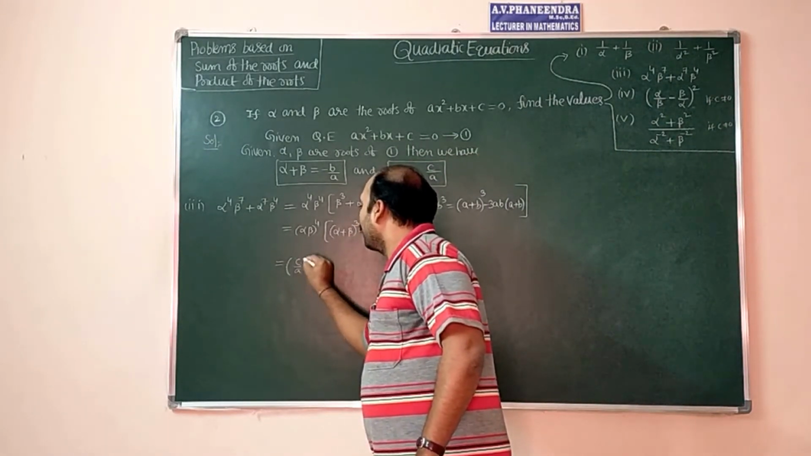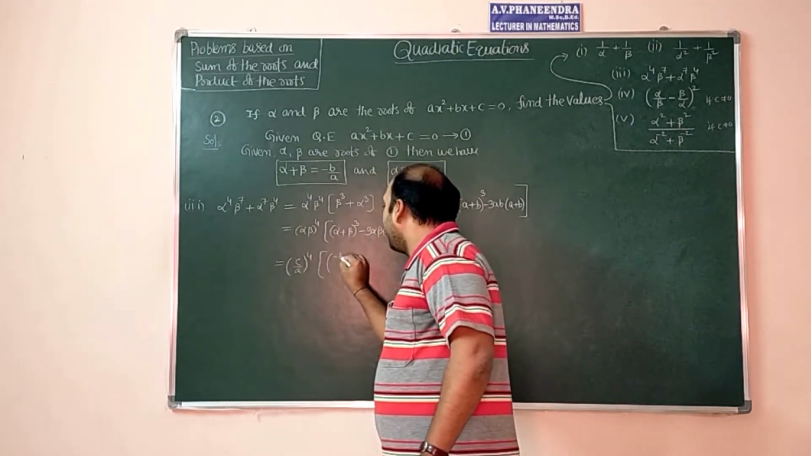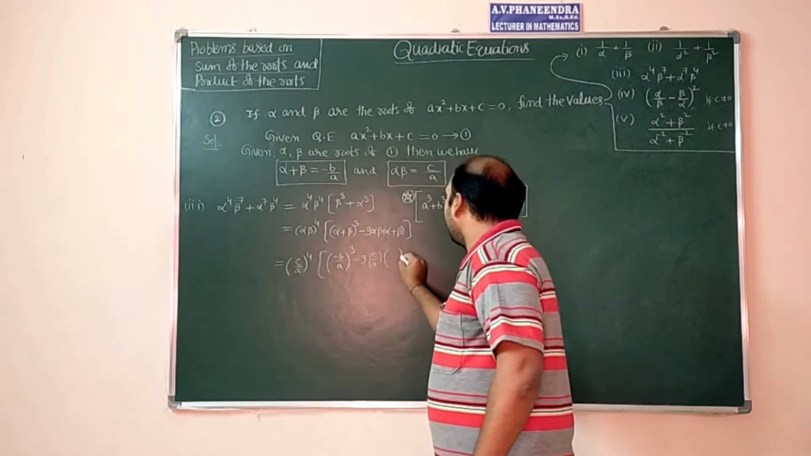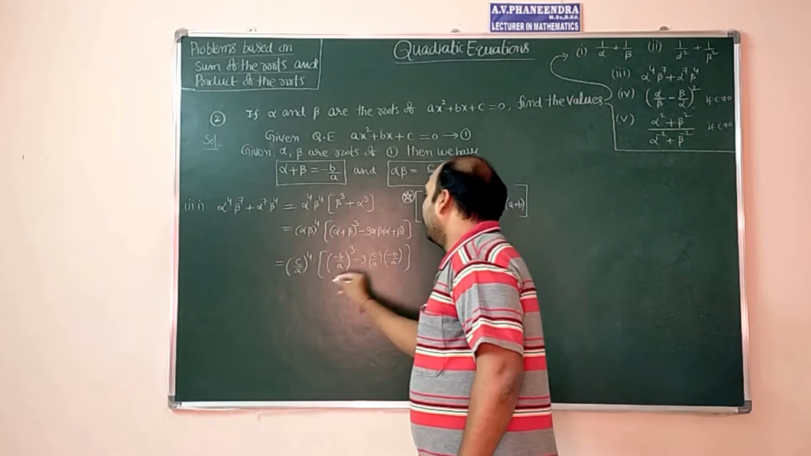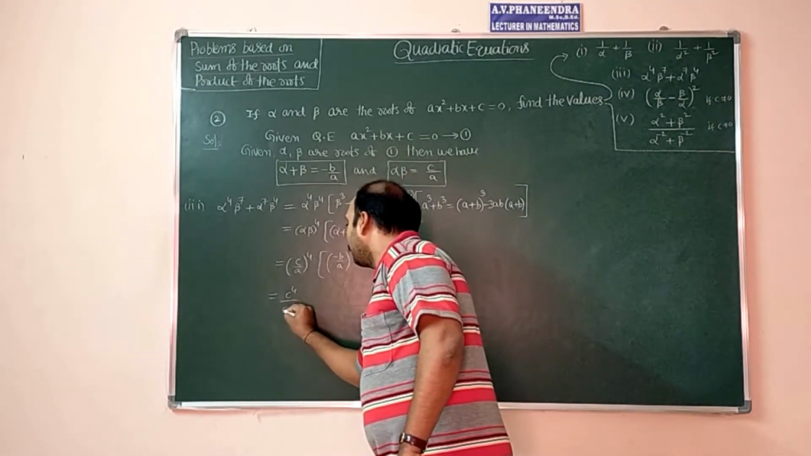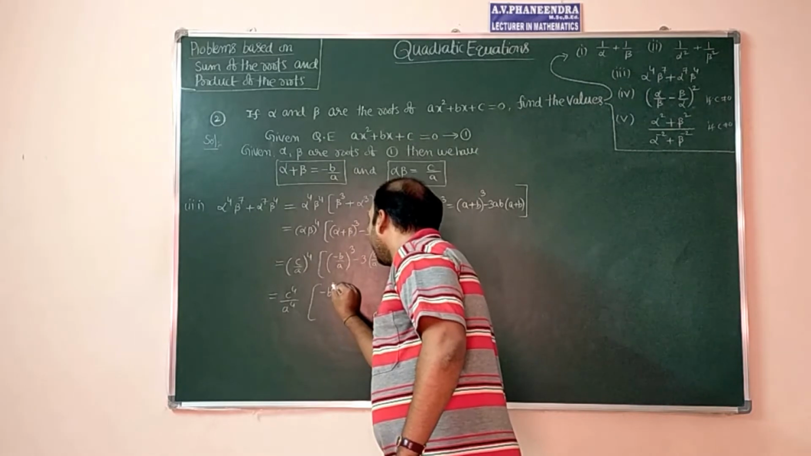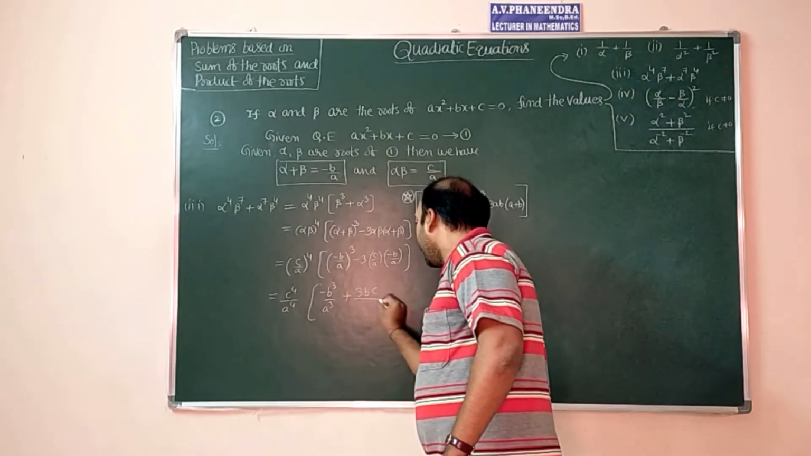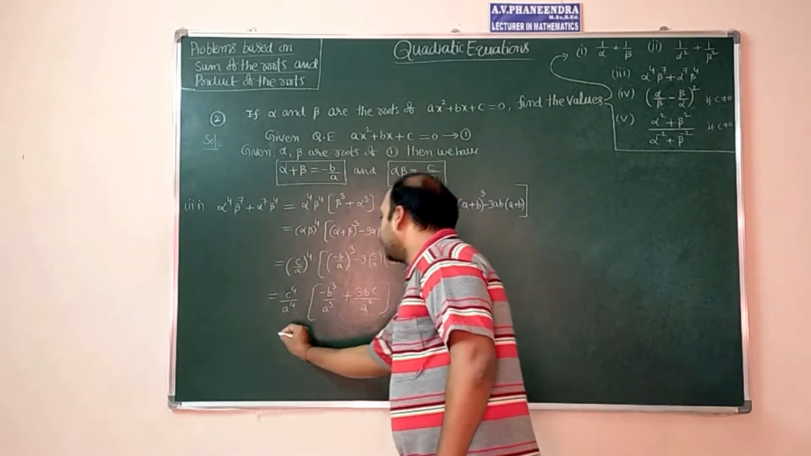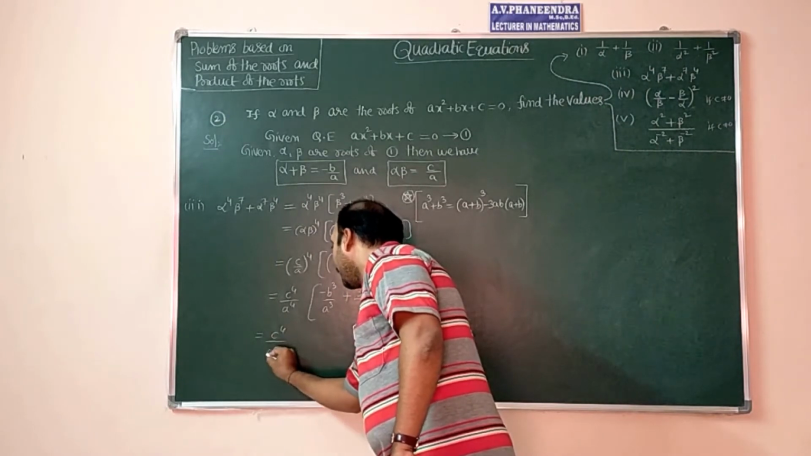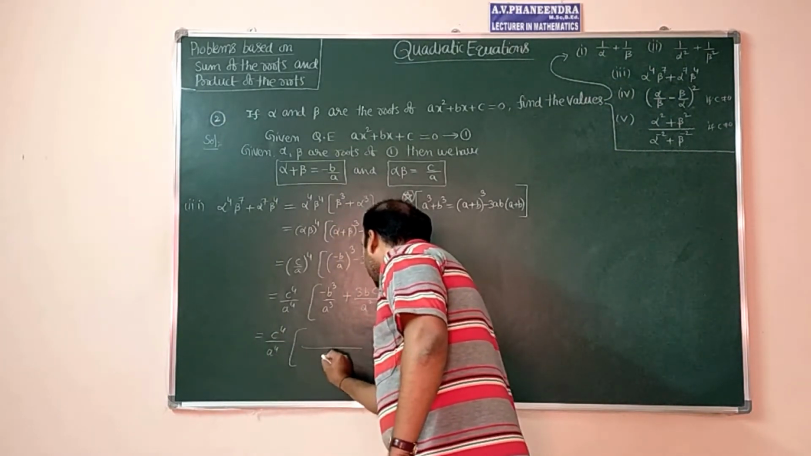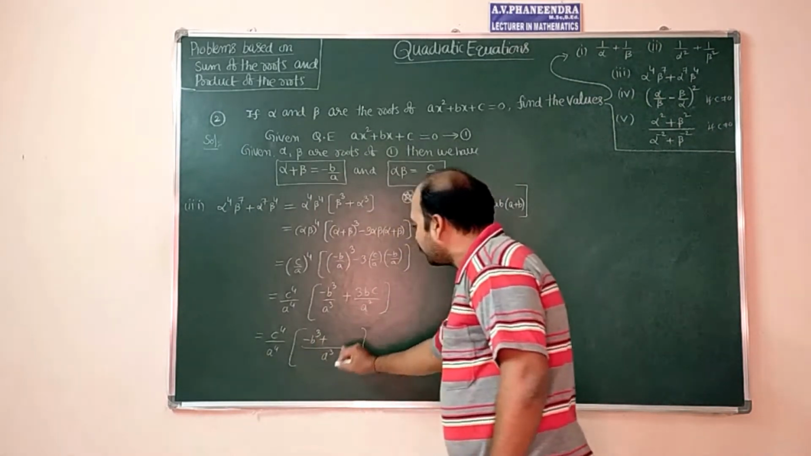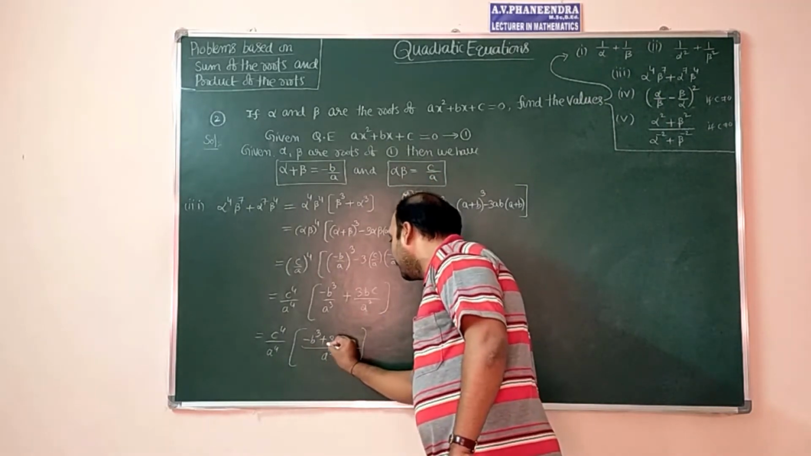C by a whole power 4 into minus b by a whole cube minus 3 into c by a into minus b by a, which is equal to c power 4 by a power 4 into minus b cube divided by a cube plus 3bc divided by a square, which is equal to c power 4 divided by a power 4. Take LCM here, a cube: minus b cube plus, a square get cancelled, here a is remaining, a into 3bc is 3abc.